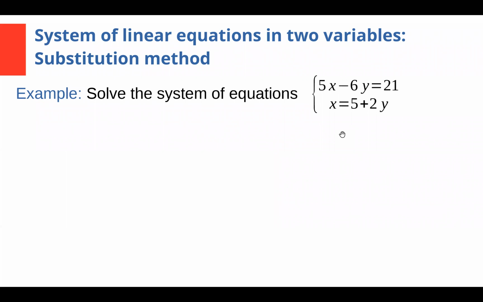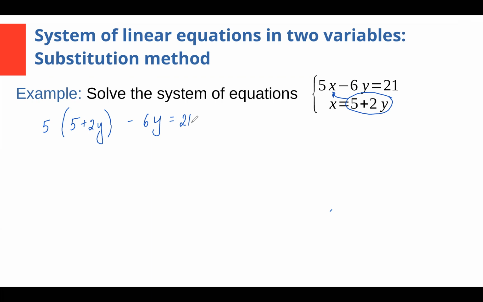So this is the plan of work. I'm going to use this expression for the x over here. I'll get the equation in one variable. Let me go ahead and do it. 5 times (5 plus 2y). You see how I replaced the variable x with this expression. Minus 6y is equal to 21. Sorry, the Zoom messages came up.